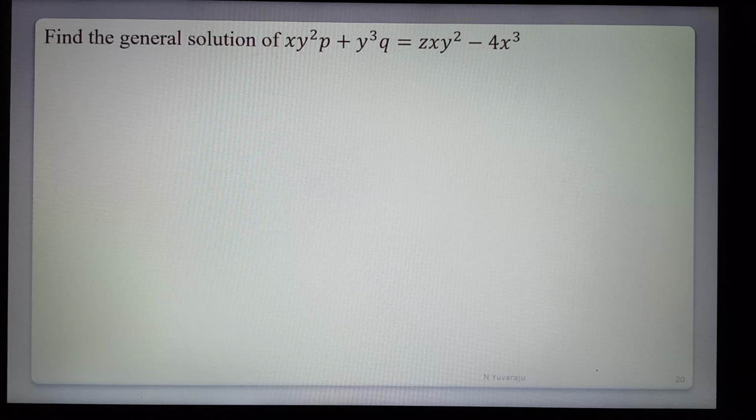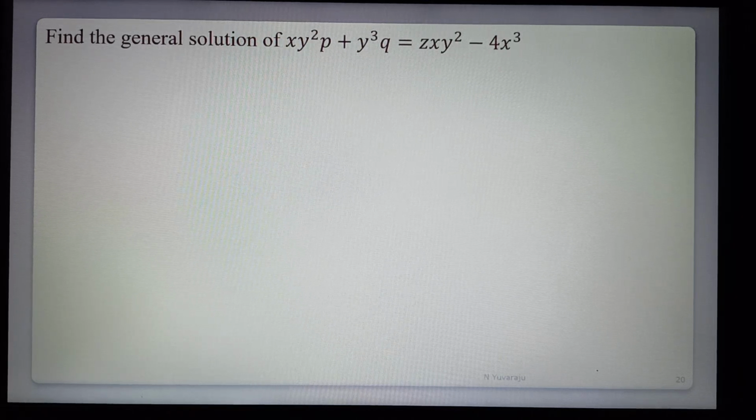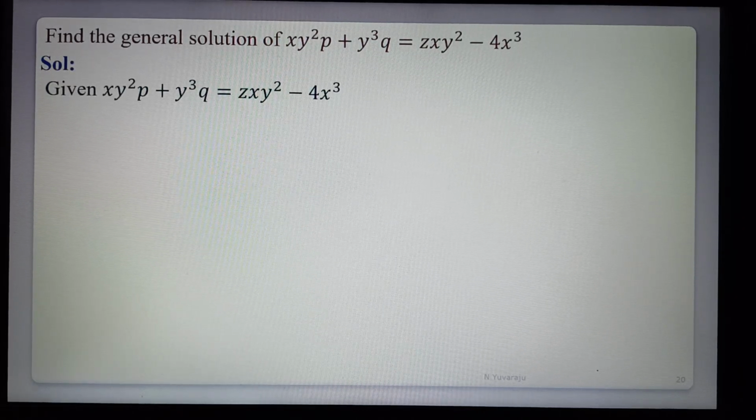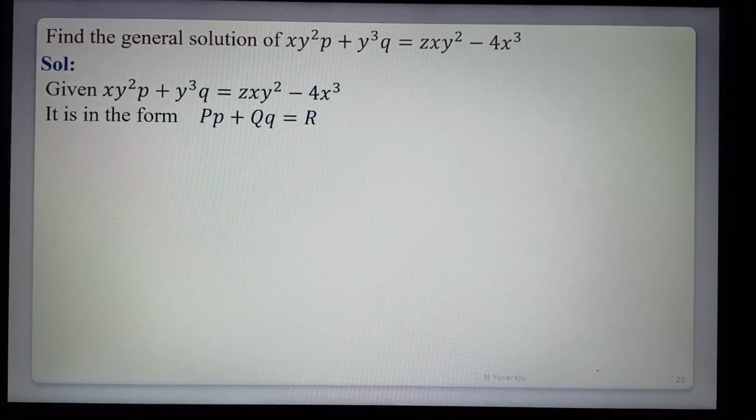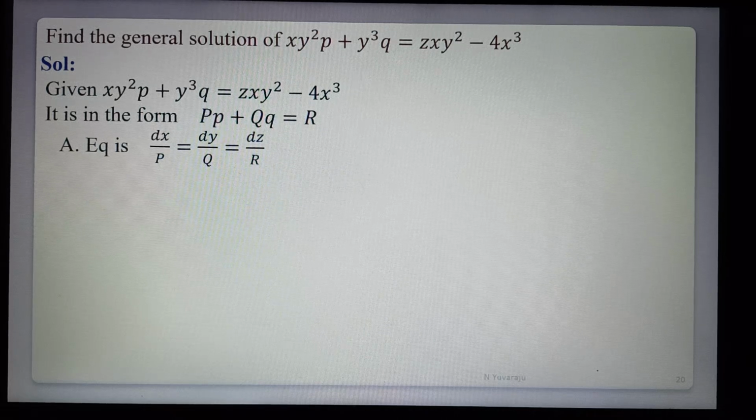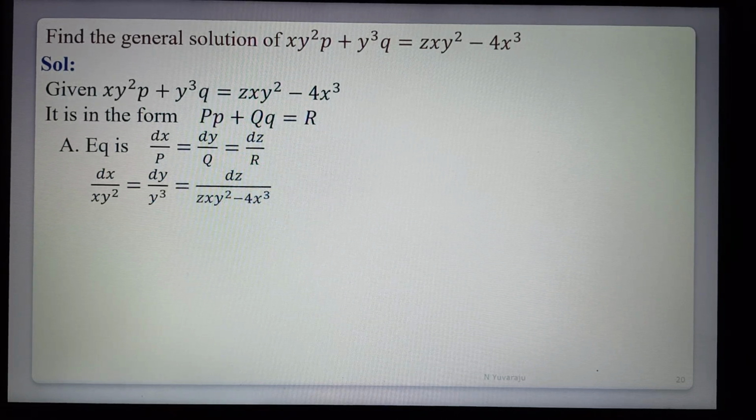Find the general solution of xy square p plus y cube q is equal to zxy square minus 4x cube. The given equation is of the form capital P into small p plus capital Q into small q is equal to capital R. So take the auxiliary equation and substitute capital P, Q, R: dx by xy square is equal to dy by y cube is equal to dz by zxy square minus 4x cube. Observing here which set is integrable.